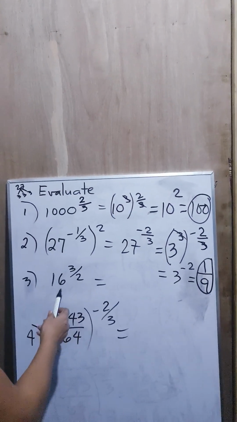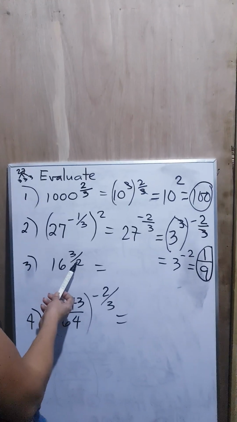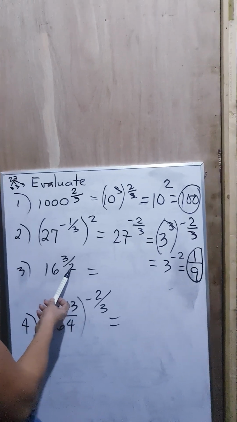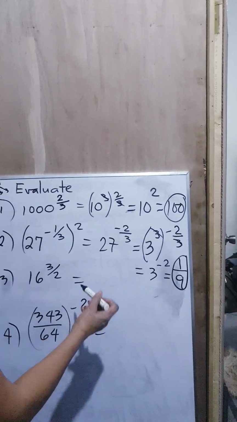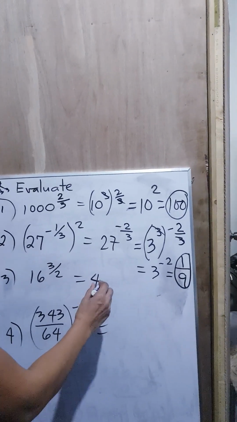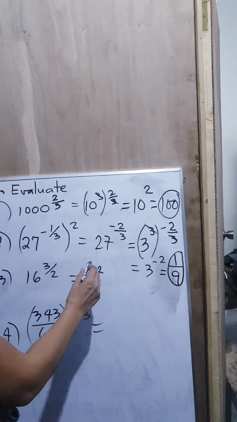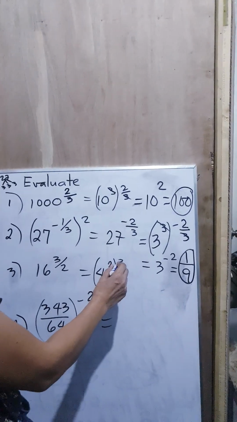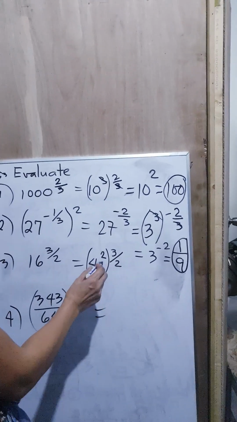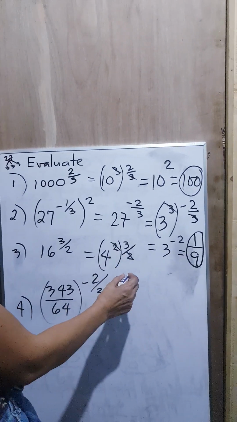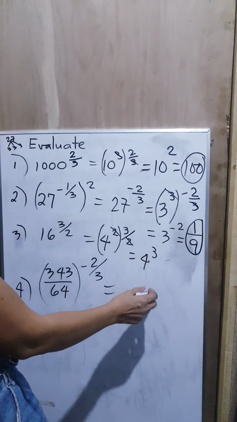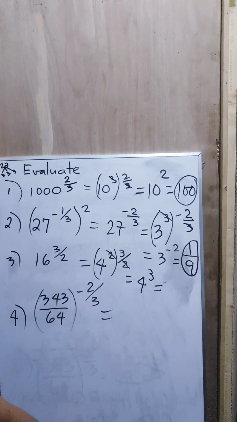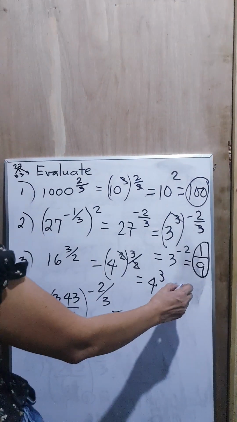For number 3, the index, or the denominator of the exponent, is 2. So you just get the perfect square of 16, which is 4 raised to the power of 2 times exponent 3 halves. You can cancel 2. What's being left, you have 4 raised to the power of 3. So the answer is 4 times 4, 16 times 4, 64.